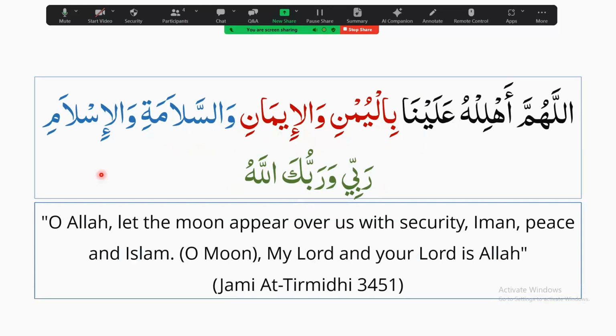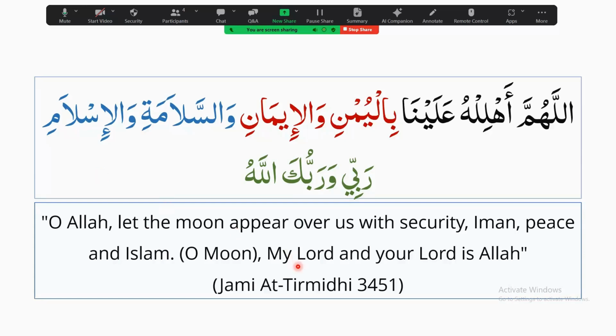This is the dua, and I have color coded this into four portions so that it becomes a bit easier for you to memorize, inshallah. This dua says: O Allah, let the moon appear over us with security, Iman, peace, and Islam. And then we are saying to the moon, O moon, my Lord and your Lord is Allah. So we are not supposed to worship the creation, for the moon is a creation of Allah subhanahu wa ta'ala, and so is the case with us as well. So this is a kind of reminder.